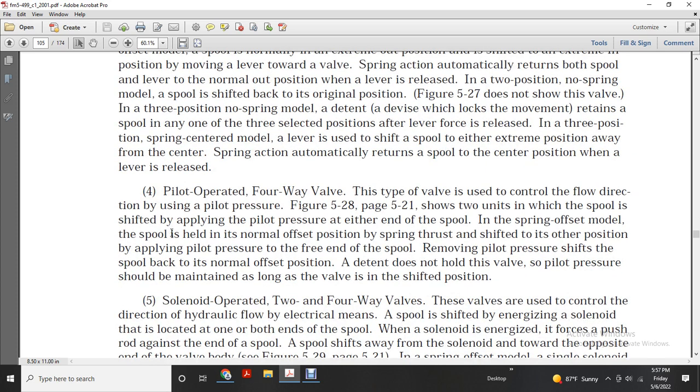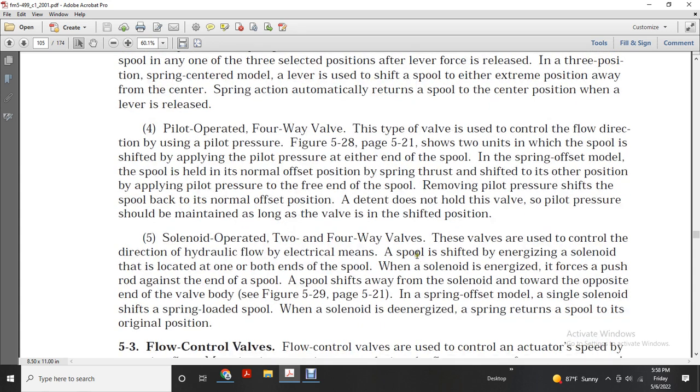Pilot operated four-way valve. Top of the valve with the control valve with the flow direction, with the pilot pressure, for the figure 528, page 521. Show the spool with the shift with applying with the pilot pressure for either end of the spool. With the spring offset valve with the spool with the normal offset position, spring thrust with the shift into the other position of applying with the pilot pressure for the end of the spool. Remove the pilot pressure, shifting spool back to the normal offset position with the temp not held in value. The solenoid pilot pressure should be maintained as long as the valve with the shifted position.